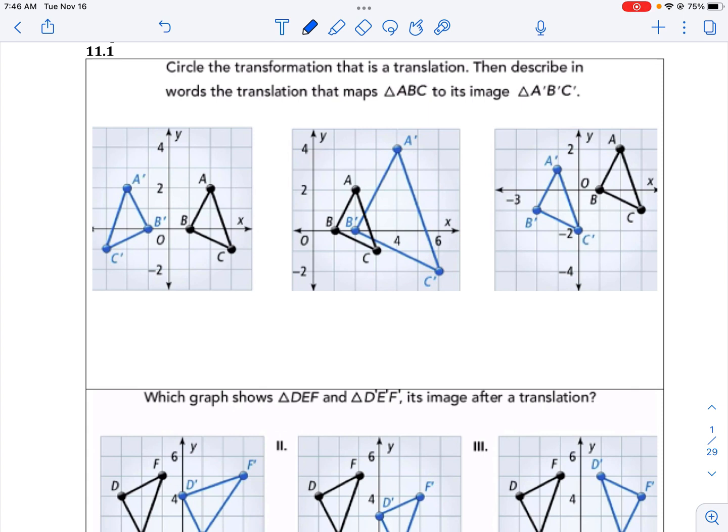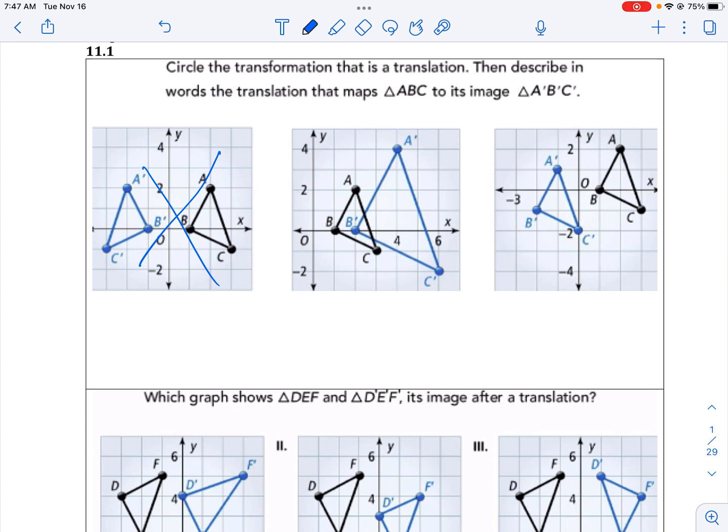So for this first one, let's pick which of these images shows a translation, or which transformation shows a translation. This first graph here, as you can see, the triangle is flipped. So this is our original. We can tell because it says ABC. And this is our image because it's called A prime, B prime, C prime. So that little apostrophe there stands for prime notation. So this is flipped. Remember what I talked about at the beginning. Translations do not flip. They do not change the way the shape is facing. The shape faces the same way.